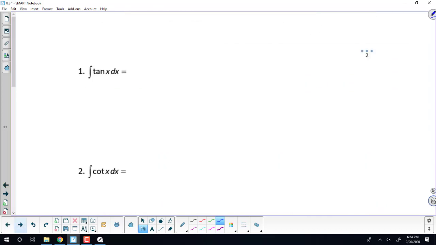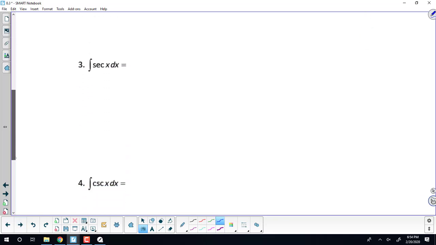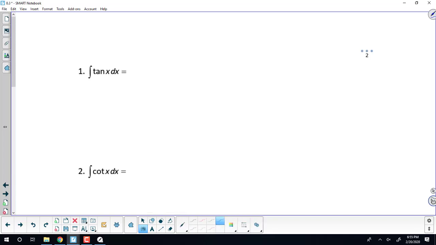Before we actually get into the powers of sine and cosine, secant and tangent, we're going to look at the antiderivatives of all of the other trig functions that we don't have: cosecant, secant, cotangent, and tangent. I think we've already talked about a couple of these, but we can revisit them now.